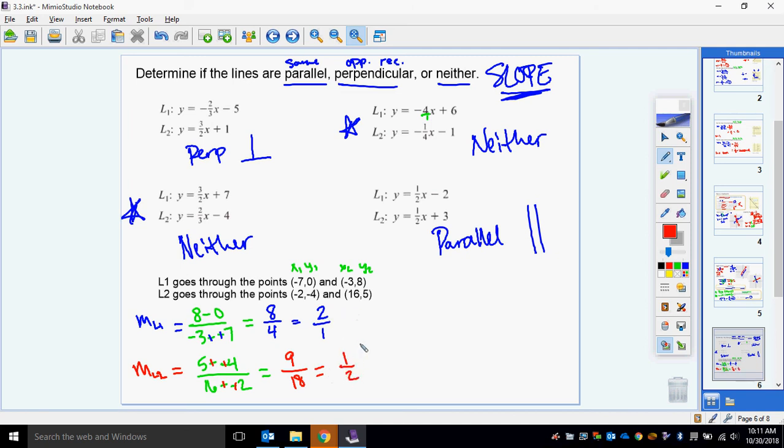Now I need to check their slopes. Are they the same? Nope. Are they opposite reciprocals? Well, they're reciprocals, but they're both positive, so they're not opposites. So this would be neither. They're not parallel because they're not the same. They're not perpendicular because they're not opposites.